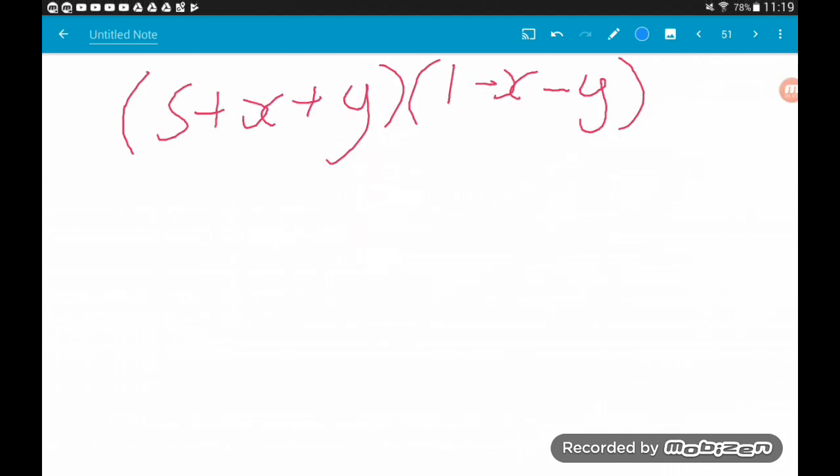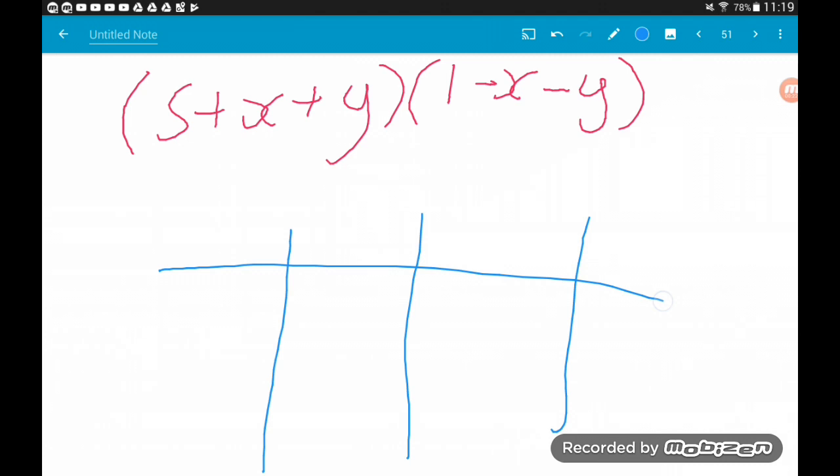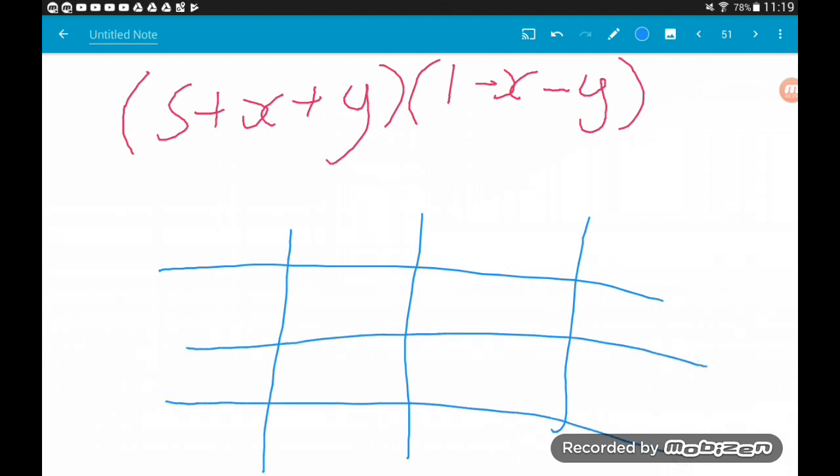Okay, question 6, what a beauty. We want to do 5 plus x plus y times 1 minus x minus y. So, we've got 9 multiplications to do here. Use a table. So, the table is going to look something like that. So, let's put 5 plus x plus y down the side, and then 1 minus x minus y across the top.